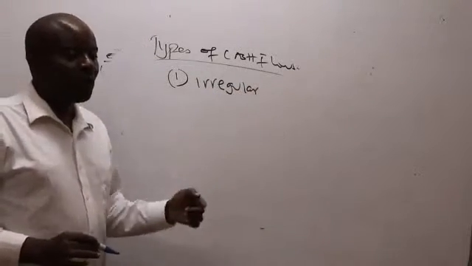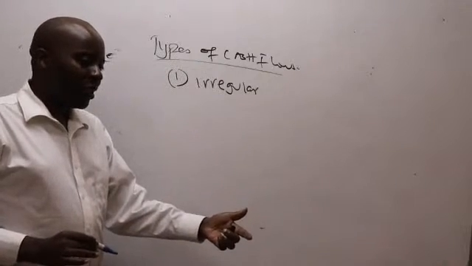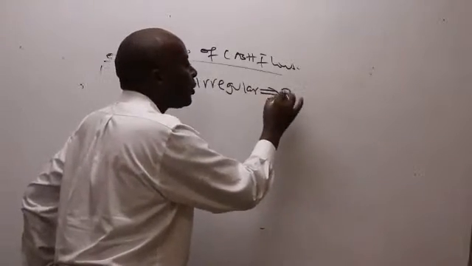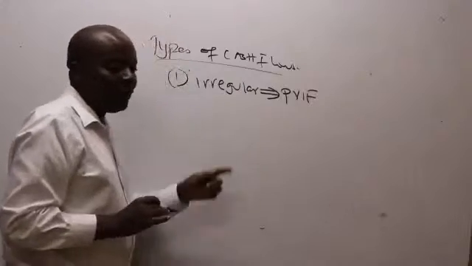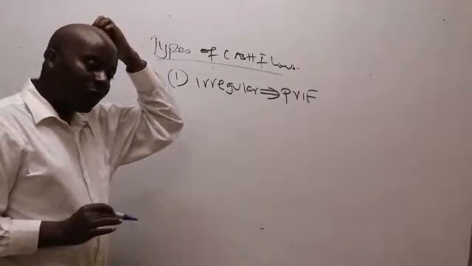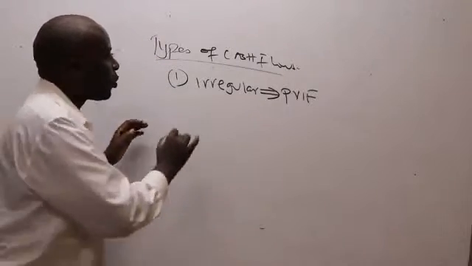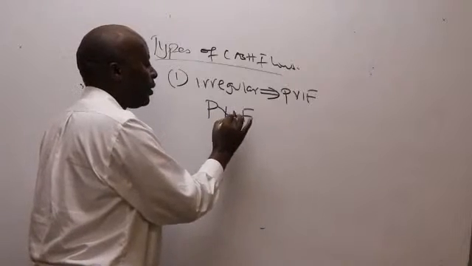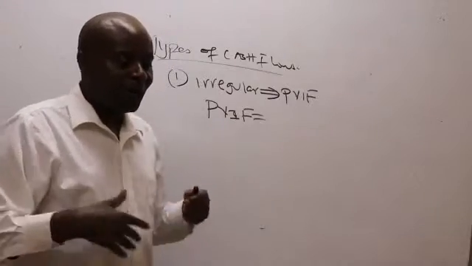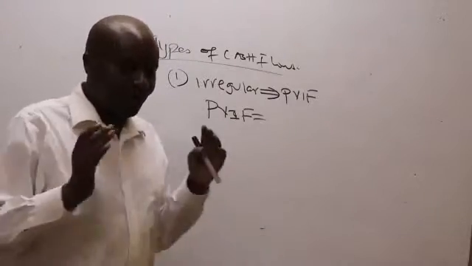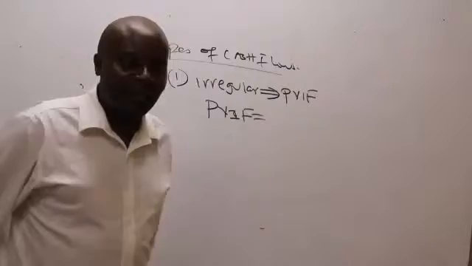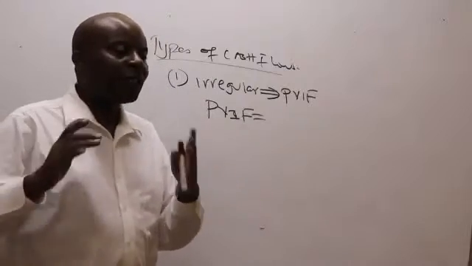Those cash flows that will keep on doing what? Fluctuating. These cash flows keep on fluctuating, and we said that we shall always discount them using what we call PVIF. PVIF is an acronym for present value interest factor. I would want to see whether there is anybody who can remind us of the formula for getting this PVIF. Students who attended our last class, who can remind us the formula for getting present value interest factor?